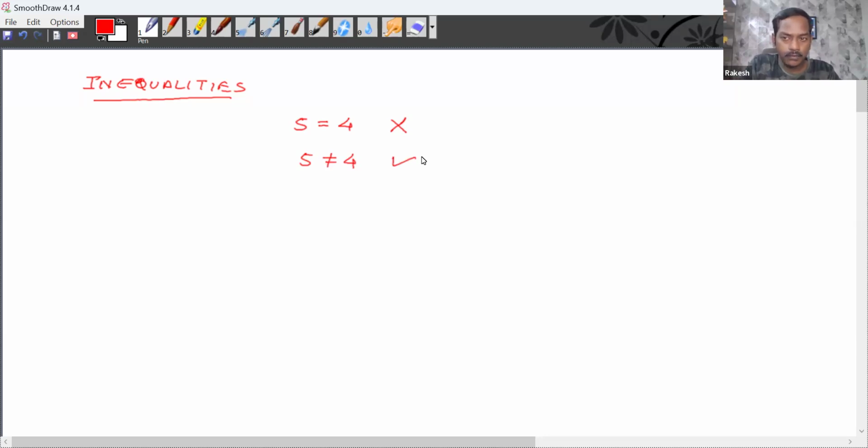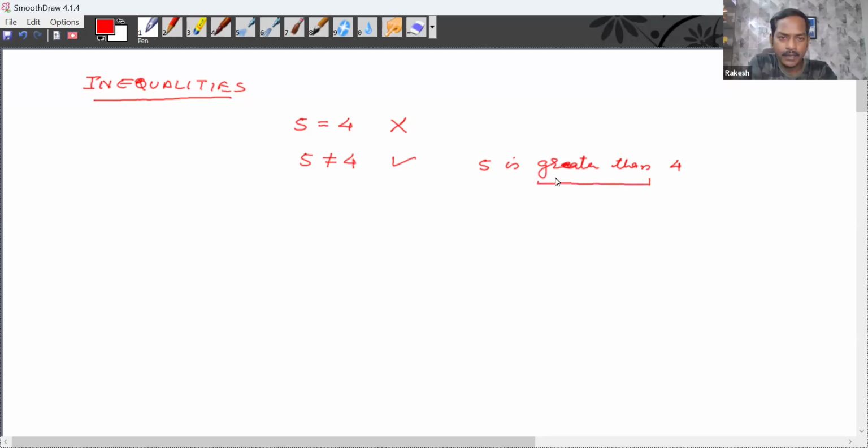Now, to understand inequality, we want to get into the depth of this. Of course, 5 is not equal to 4, but I want to add something more about it. Rather than saying 5 is not equal to 4, I can say that 5 is greater than 4, right? So I'm introducing a comparison, this phrase greater than. This is a comparison, right?